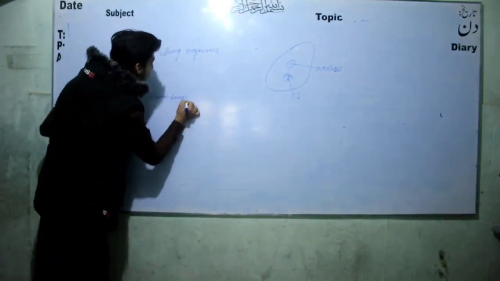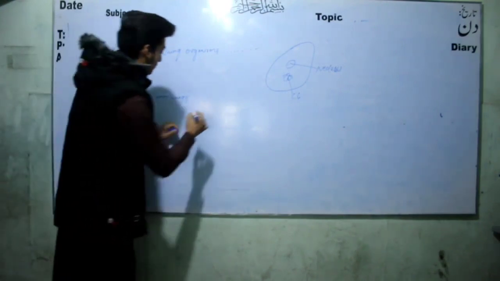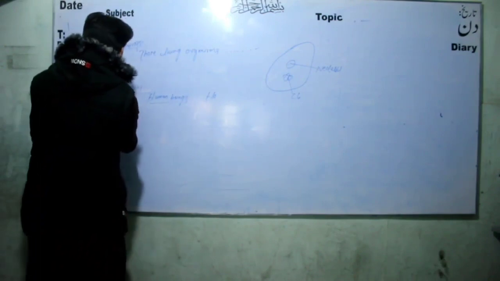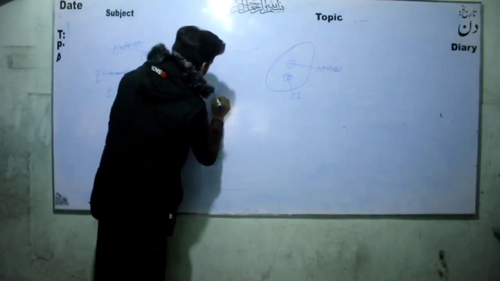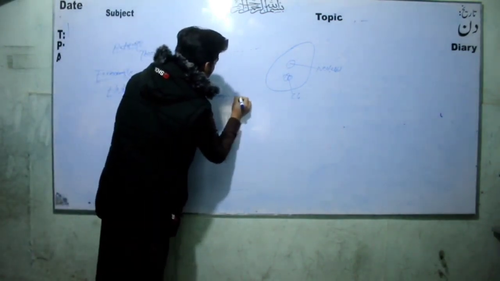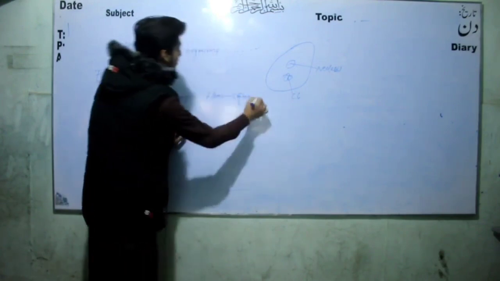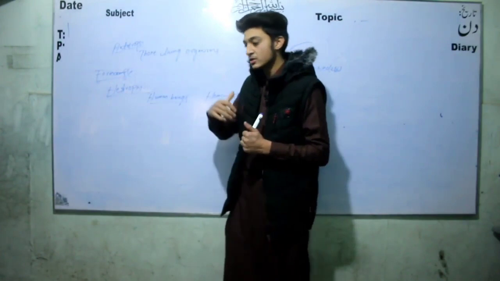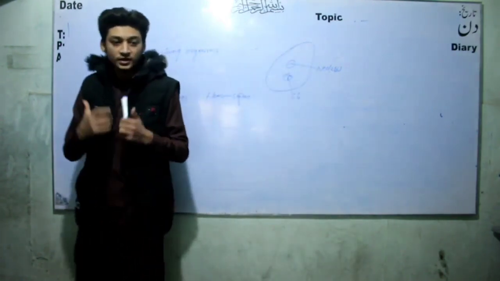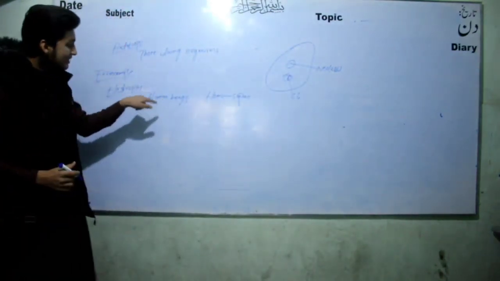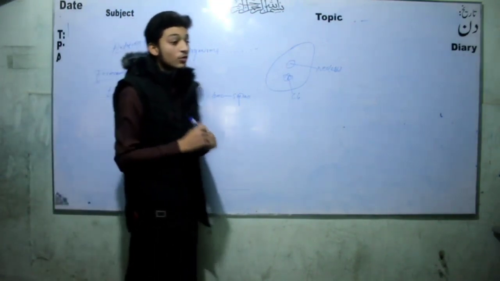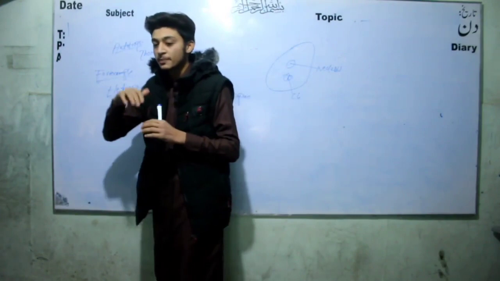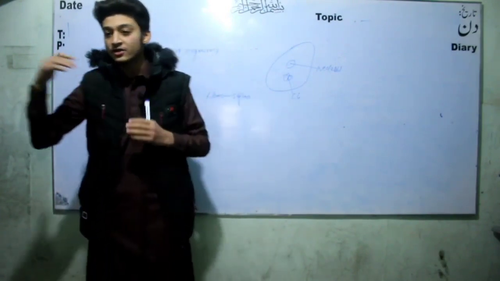For example, human beings. Our scientific name is Homo sapiens. Homo is the genus and sapiens is the species. So human beings cannot prepare their own food. Why can't they? Because we do not have chlorophyll. We are searching for food here and there.